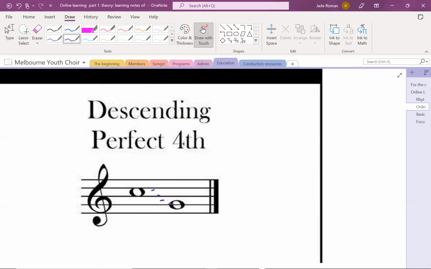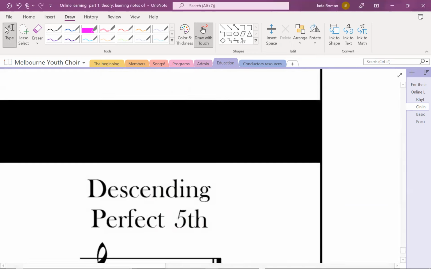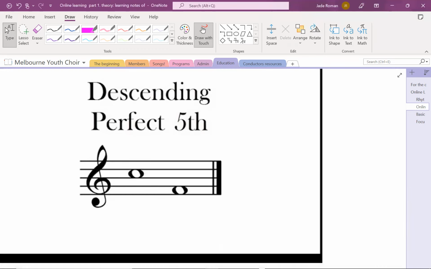Okay. And fifth is going to be the last one. We're not going to do the whole all the way down. Descending fifth. So this is our top note. 5, 4, 3, 2, 1. Always works. The old reliable. Again, you can check it back. Yeah, that's a fifth.